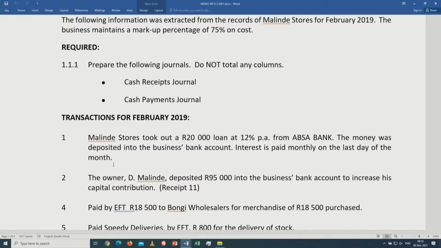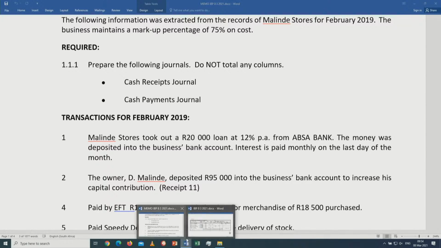All right, then let's go. The first transaction, number 1, on the first: is it a payment or a receipt? Malinde Store took out a 20,000 loan. Because we took a loan, it means we have received money. It is going to go to cash receipts.